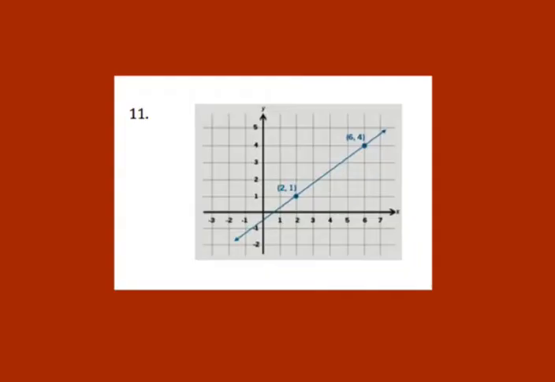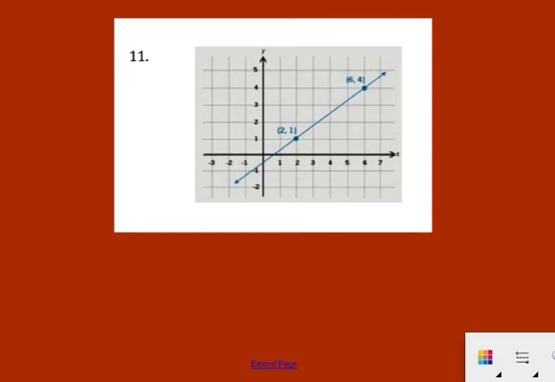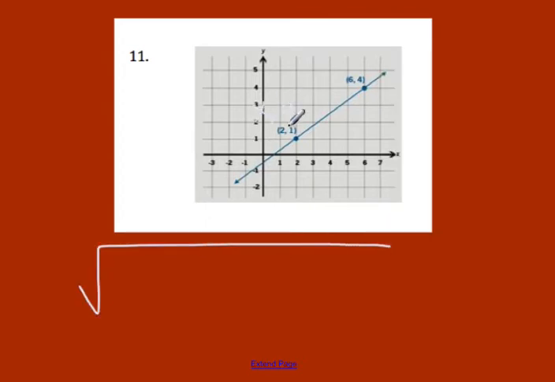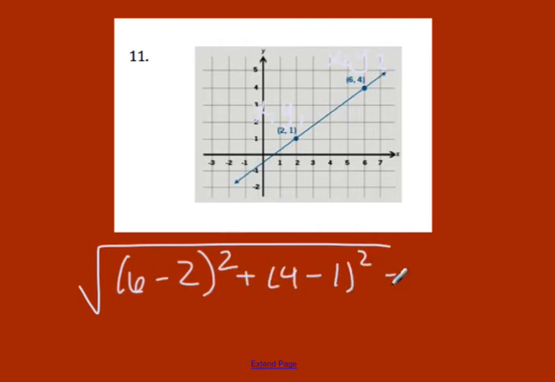Taking a look at number 11, what we want to do now is calculate the distance between those 2 points. So, doing that, we have x1, y1. Again, remember, it doesn't matter which order you pick. So I have x2 minus x1 and y2 minus y1. Each of those are squared.